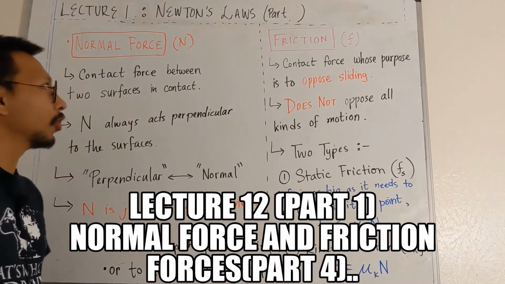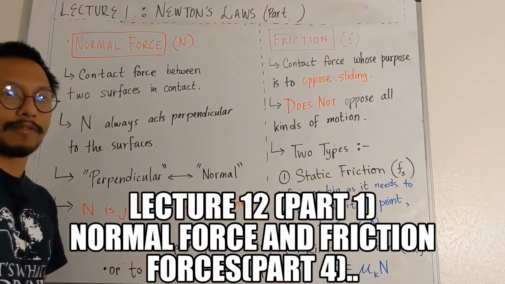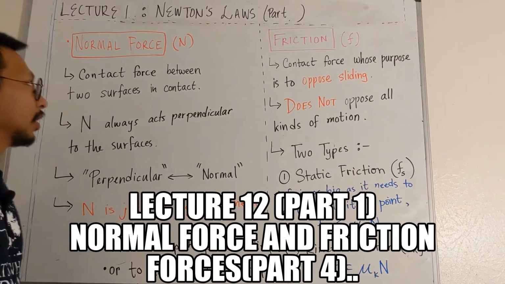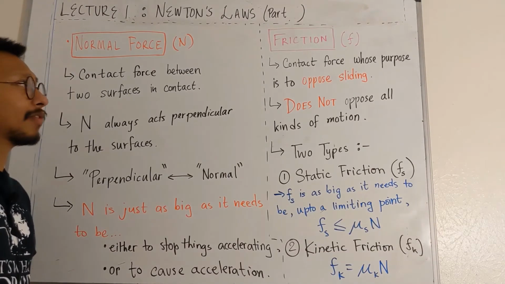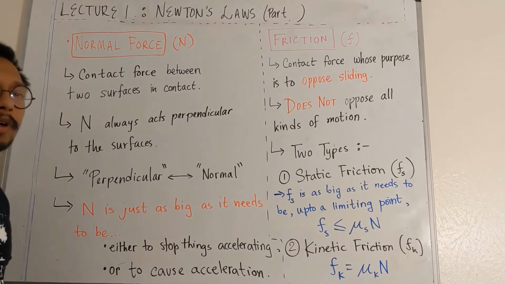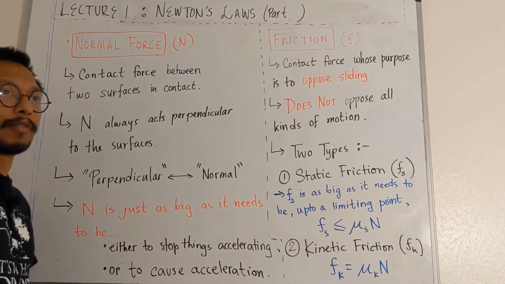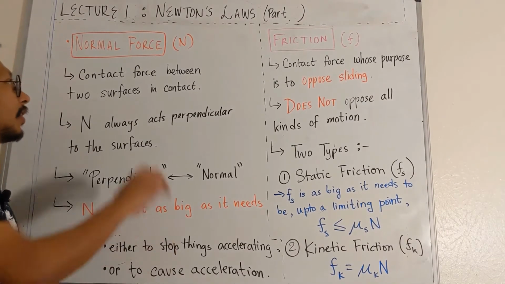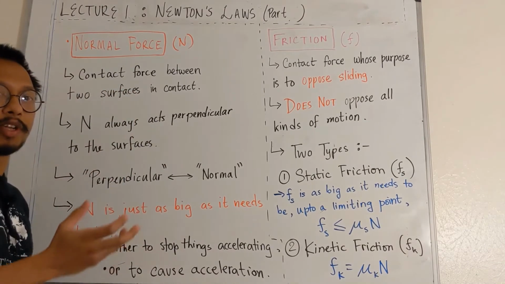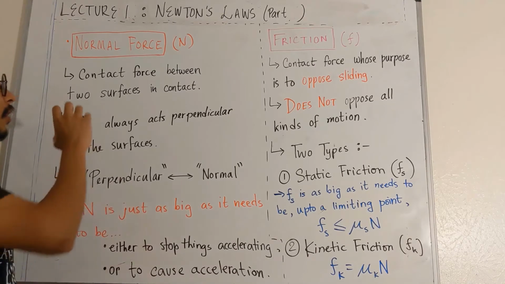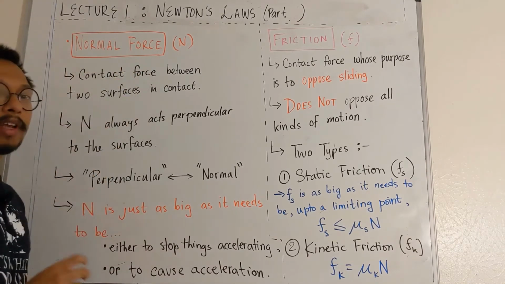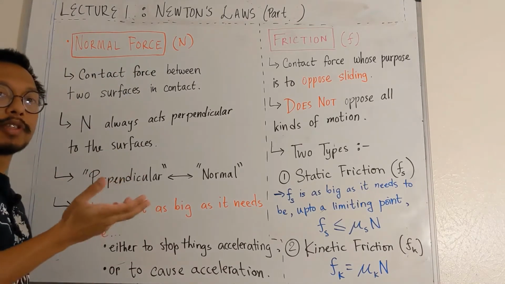In this lecture, we are going to talk about normal forces and friction in detail. So we have met normal force a little bit earlier in one of the previous lectures, and we know from the basic theory of normal forces that this is a contact force which exists between any two surfaces that are physically touching. This force always acts perpendicular to the surfaces in contact.